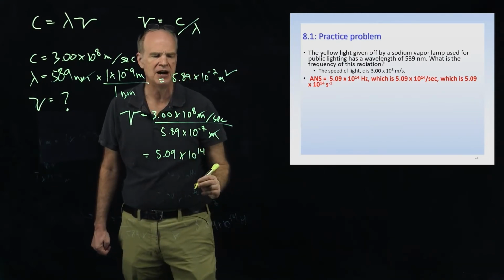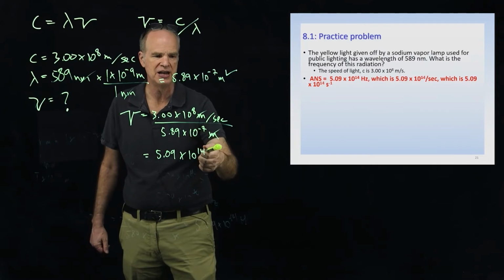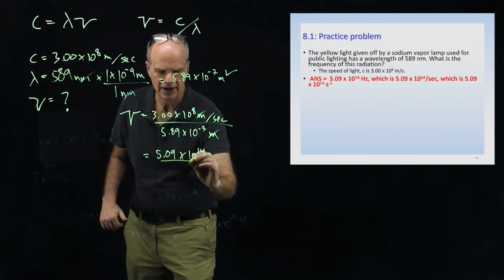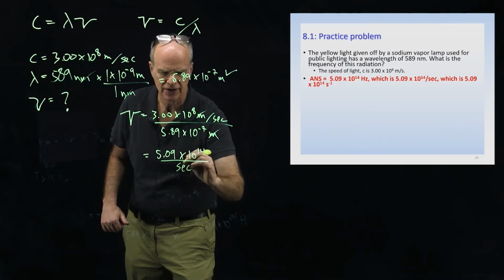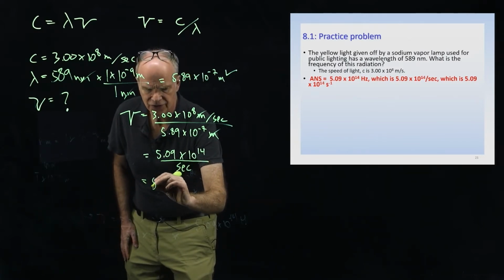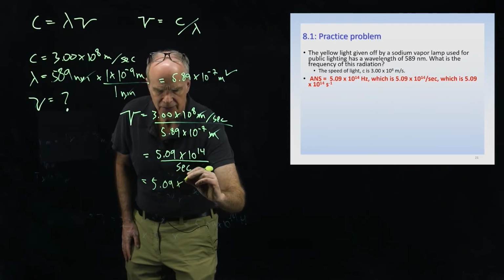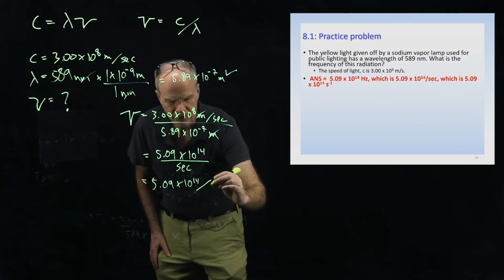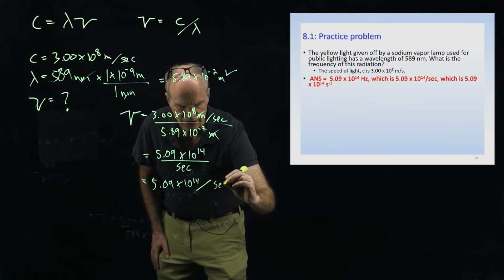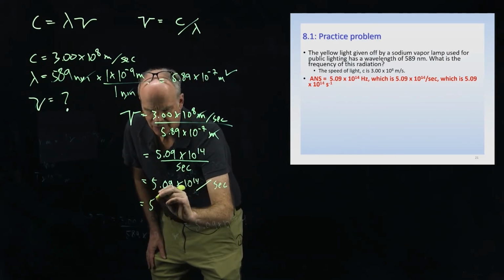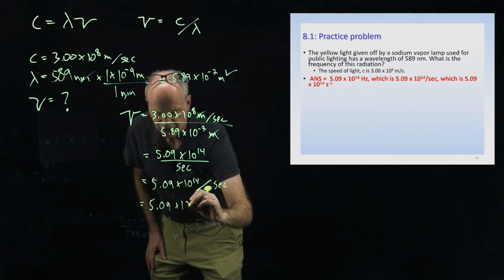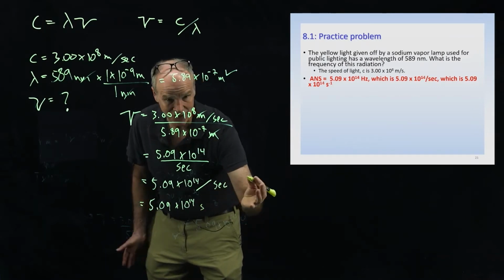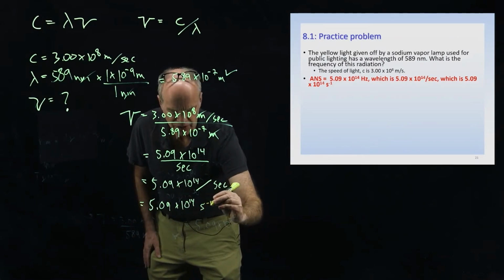So let's talk about what the units are going to be. Again, the meters cancel out. The seconds, you can put in a number of places. You could write it like this, per second. Or you could write 5.09 times 10 to the 14, and then just use a slash and write second here. Or you can write 5.09 times 10 to the 14, and if seconds is in the denominator, you can write s for seconds and use a negative exponent 1 for that.